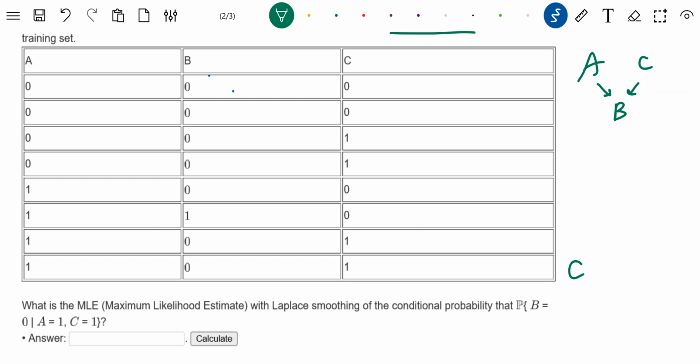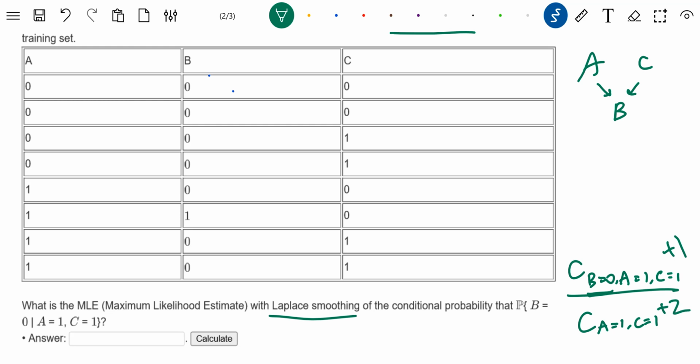So that's basically just counting B is 0, A is 1 and C is 1, divided by the count of just A is 1 and C is 1. And we need to do Laplace smoothing, so we need to add 1 on the top, and on the bottom we just add the number of possible values of B, which is 2.